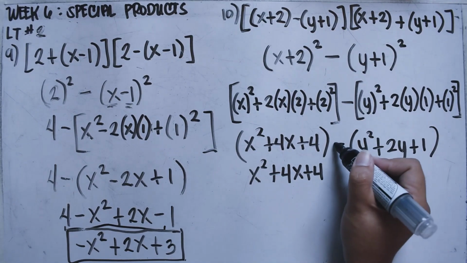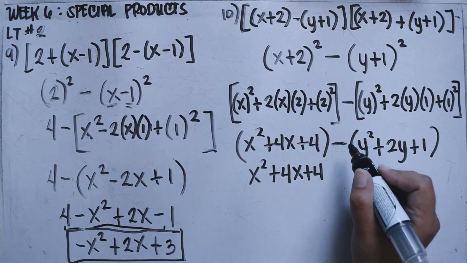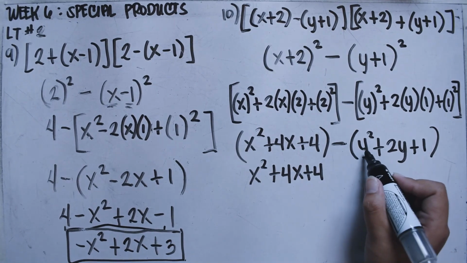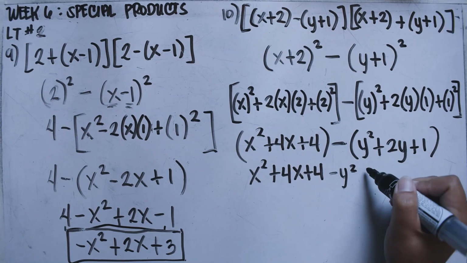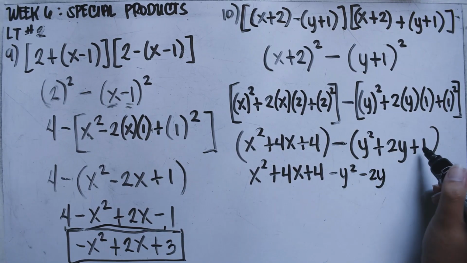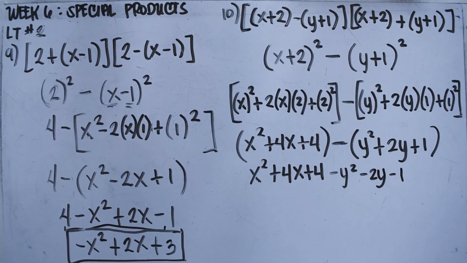So, guys, may shortcut po dyan. Kapag nag-distribute kayo ng negative sign, madali lang. Ibahin nyo lang lahat ng sign nito. So, ibig sabihin ito, from positive magiging negative y squared. From positive magiging negative 2y. And from positive magiging negative 1. So, nakuha. Okay. So, meron pa po ba tayong pwede i-combine na like term?